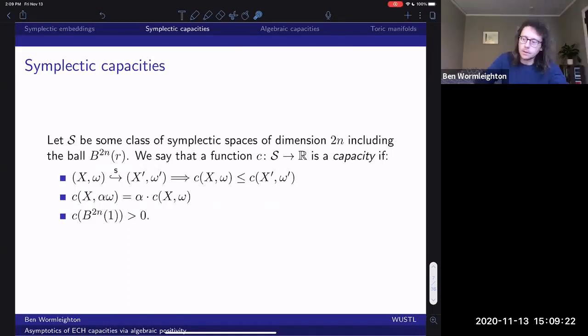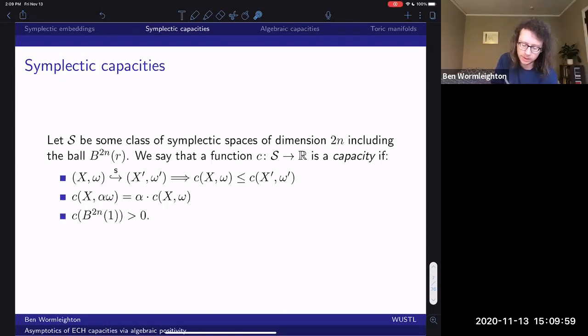So the general term for obstructions to embeddings is symplectic capacities. I'll let S be some class of symplectic spaces, let's say of dimension 2n, which includes the ball of all radii. I'm saying symplectic spaces, but really the most general thing I mean is orbifolds. If you restrict to symplectic manifolds of some kind, that's also totally fine. We say that a function assigning to each space in S a real number is a capacity if it satisfies, for me at least, these three properties.